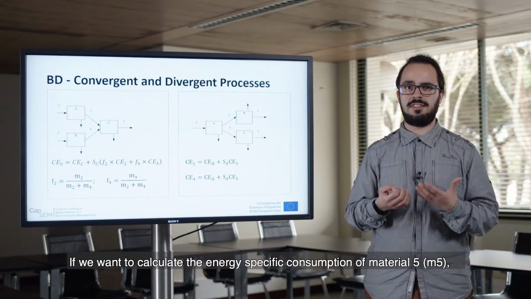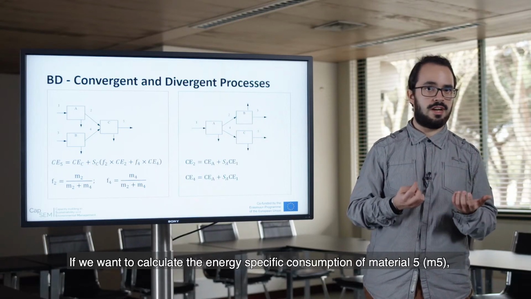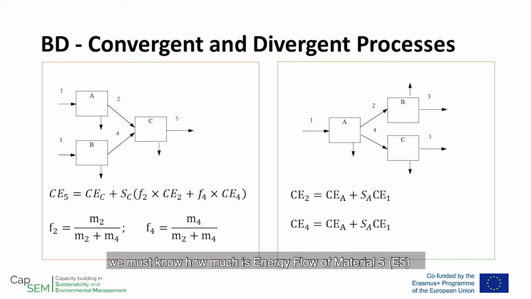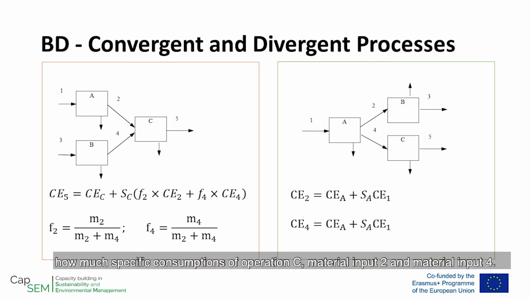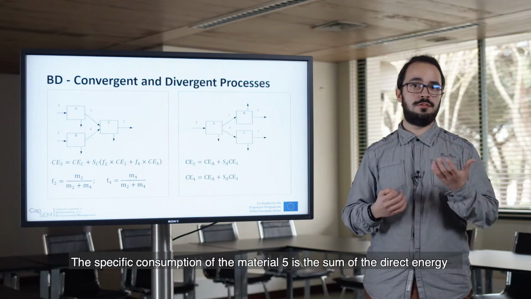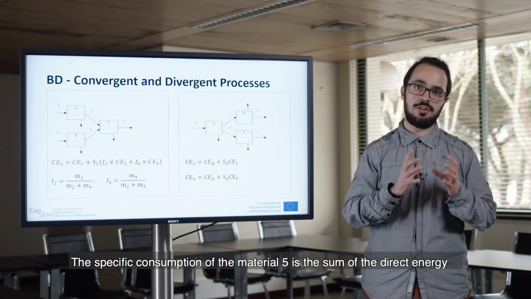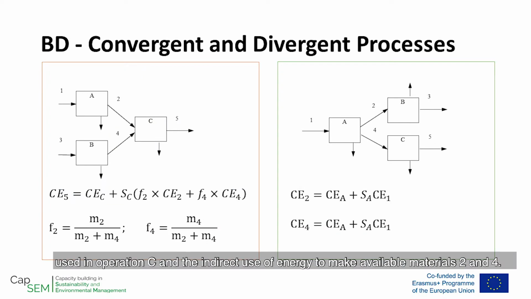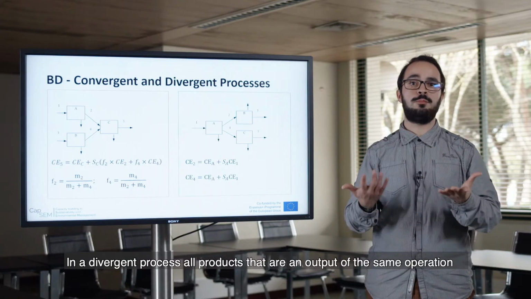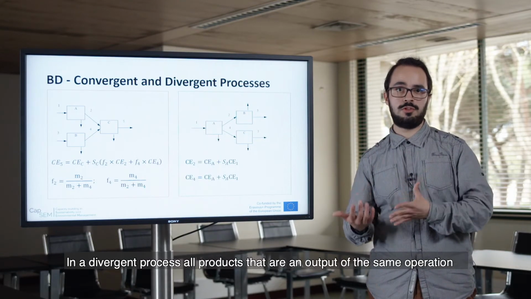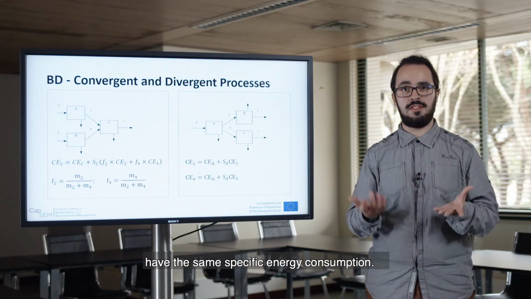If we want to calculate the energy-specific consumption of material 5, we must now know how much is the energy flow of material 5, the mass of material 5, and for this we may have to know how much is the specific consumption of operation C, material input 2 and material input 4. The specific consumption of material 5 is then the sum of the direct energy used in operation C and the indirect energy used to make available material 2 and material 4. In a divergent process, all products that are an output of the same operation have the same specific energy consumption.